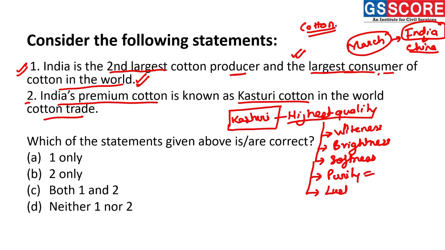The luster provided by this cotton is also very high, and it is very unique. It is unique from the cotton cultivated in parts of Pakistan or Bangladesh or Europe or North America, making Kasturi cotton unique. Therefore, it has been designated as the premium cotton, the Kasturi cotton, in the world cotton trade. So this statement is also correct. Therefore, the answer for this question is C, both 1 and 2.